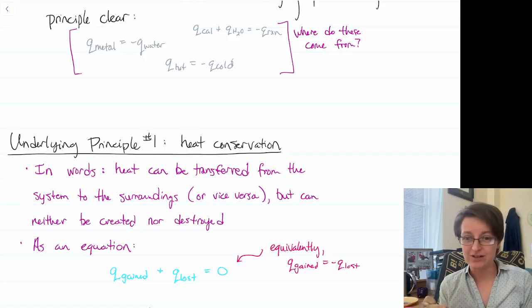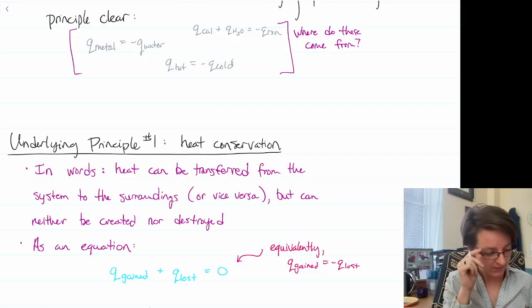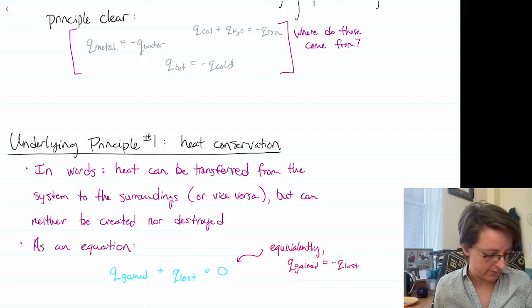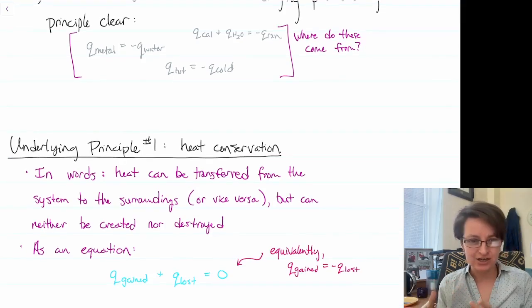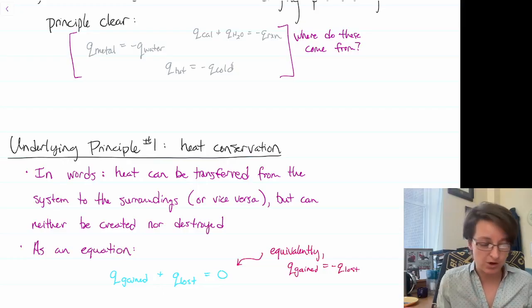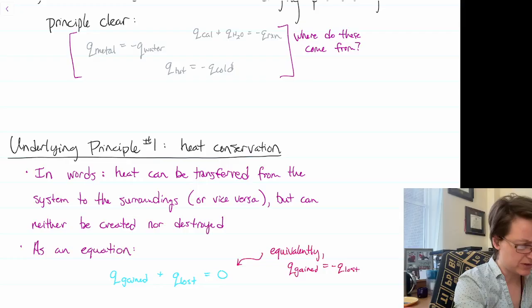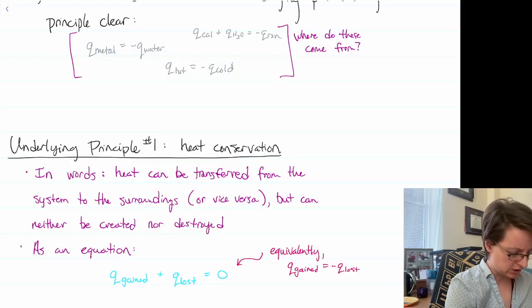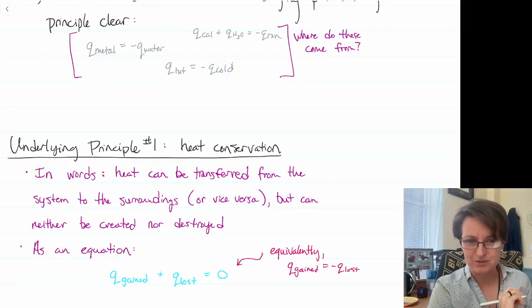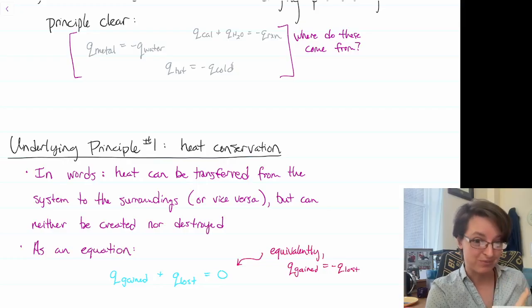We can transfer heat from the surroundings to the system, but heat is never going to be created or destroyed in a particular process. And so in equation format, what we might say is that Q, all of the things that are gaining heat, plus all of the things that are losing heat is going to be equal to 0. This might not feel intuitive in a heat context, but I bet if we think about it instead in terms of our bank accounts, it will make sense.